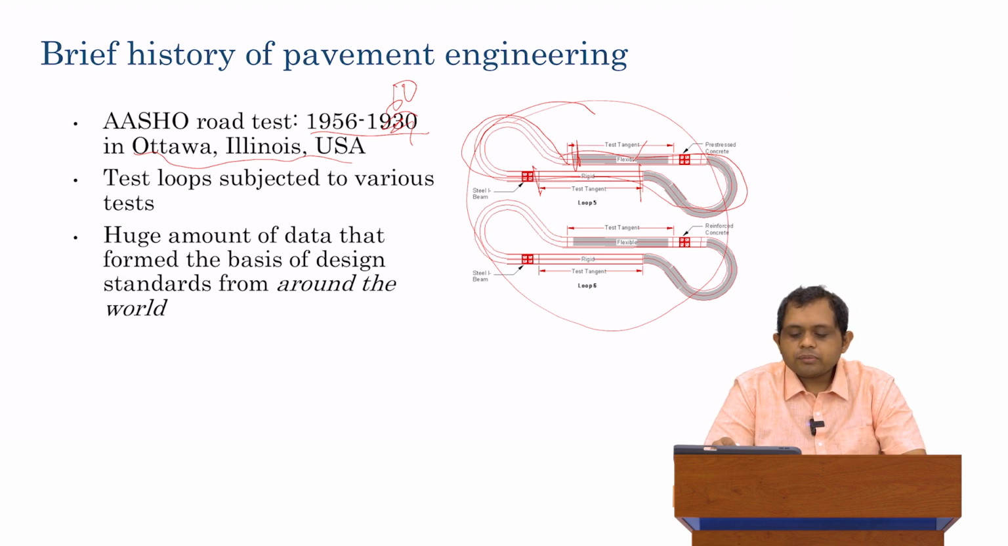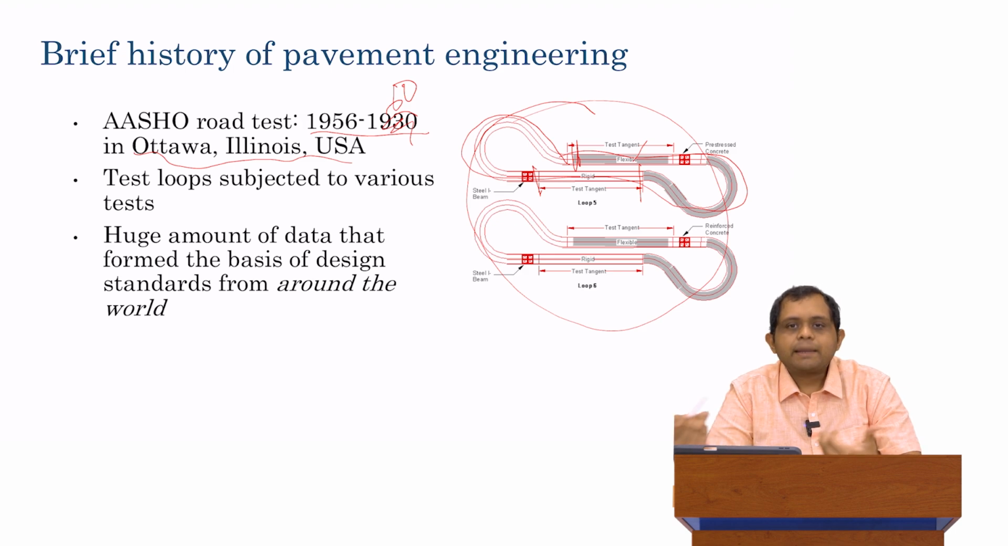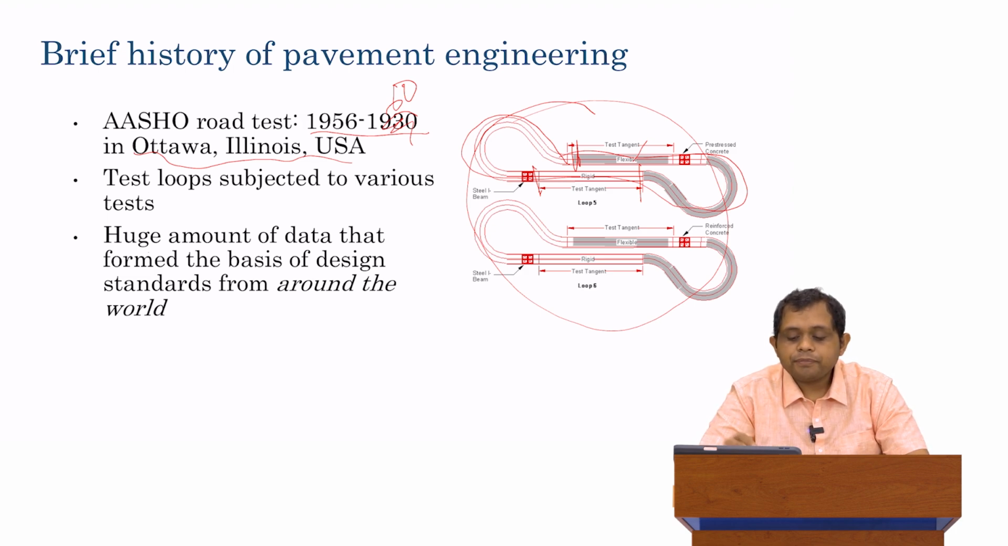So these test loops were subjected to various tests, as I mentioned. You had different types of roads constructed at a couple of hundreds of meters all along these test loops. As you can imagine, if you're going to drive vehicles almost day and night for 4 years, you're going to collect a very large amount of data. So a huge amount of data was collected. And this then went on to form a design standard in the US initially, because that was the idea. But actually, this data was so voluminous that most other countries in the world either directly adopted the same standards, or like India, used that as a starting point to derive our own standards.